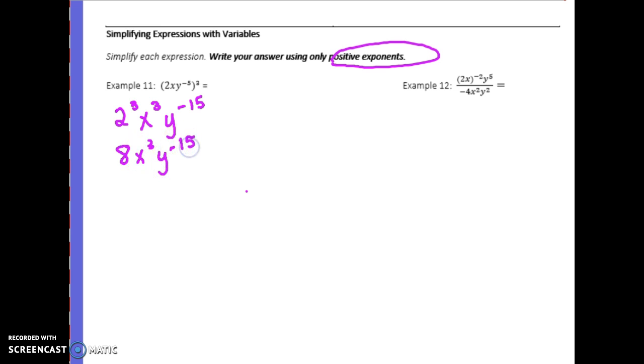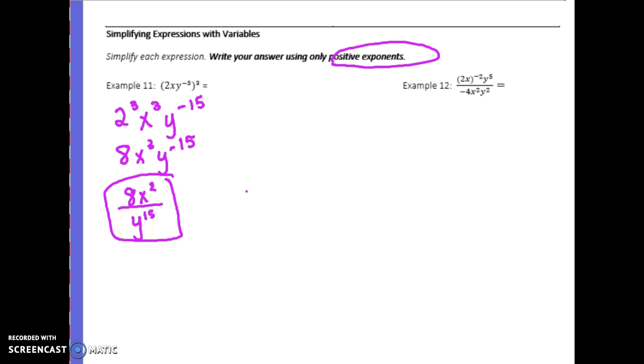Now I have to write my answer with positive exponents, so I'm actually going to take 8x squared as my numerator, and I'm going to move the y to the negative 15 to the denominator because I'm taking the reciprocal and making it positive, so y to the 15th. And that would be my final answer. Your final answer can only have one occurrence of the variable.